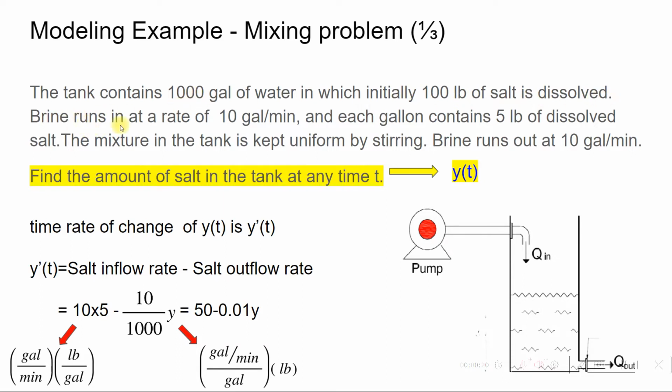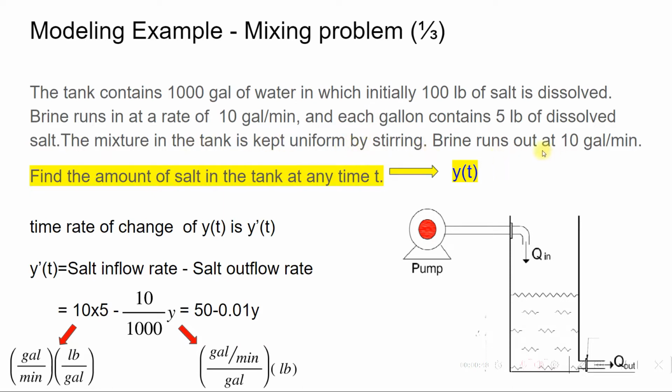Brine runs in at a rate of 10 gallons per minute, just like here it shows a pump and a section of pipeline through which the brine flows into the tank. And each gallon contains 5 pounds of dissolved salt. The mixture in the tank is kept uniform by stirring.